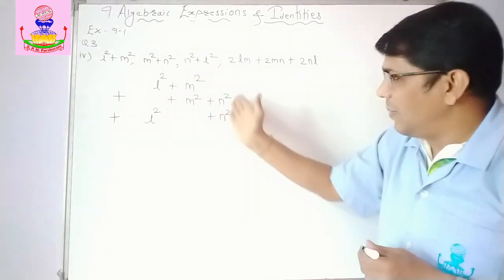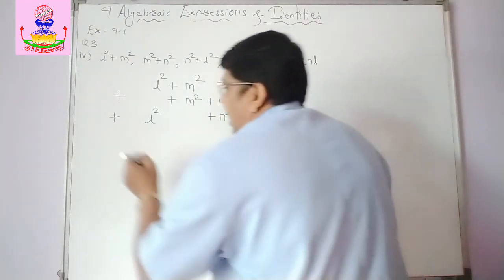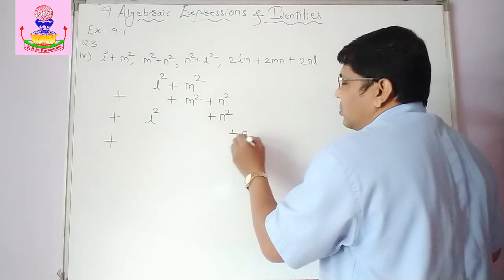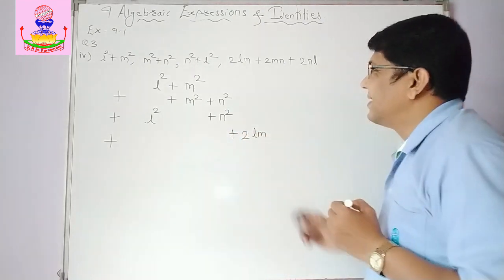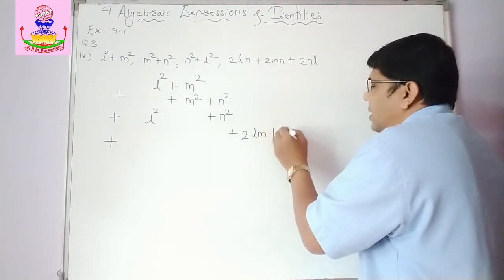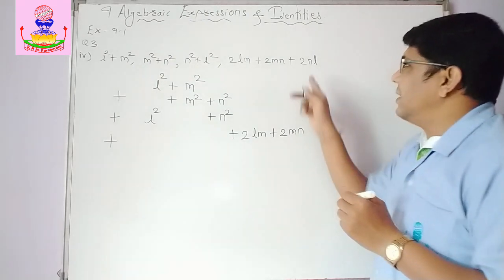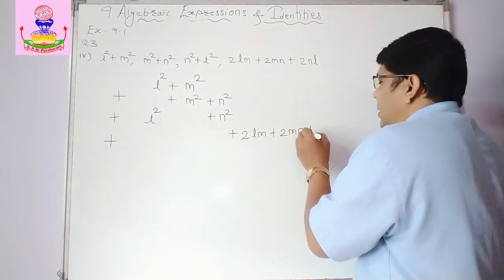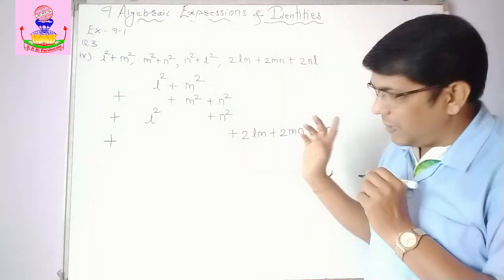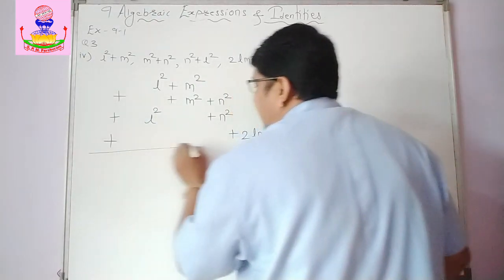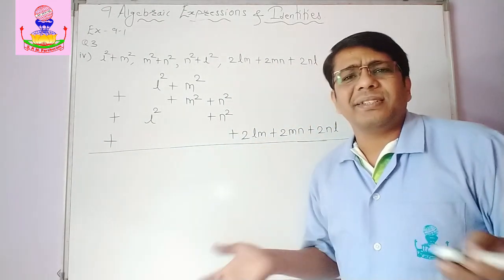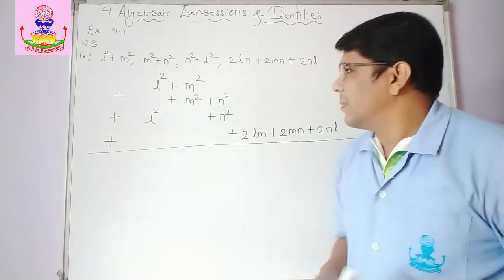Plus 2lm. Is there any 2lm here? No, there isn't. So I am going to write plus 2lm here. Then 2mn. Is there any term here? No, there is no such term. So plus 2mn and plus 2nl. Do you get it? See how I have placed. Now we can do the addition. And don't worry, there are no sign changes. In addition, no such sign changes take place.